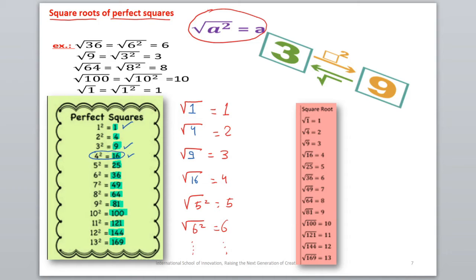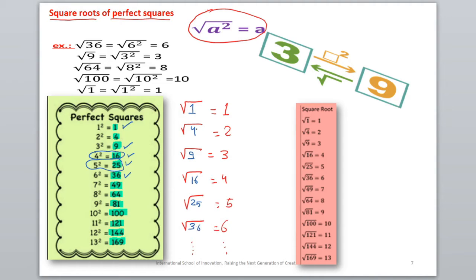Again, we continue. 5 squared. What does radical 5 squared equal? Equal to 5. But what does 5 squared equal? 5 squared is equal to 25. So we replace it by 25. And what does 6 squared equal? 36. So we may replace 6 squared by 36.